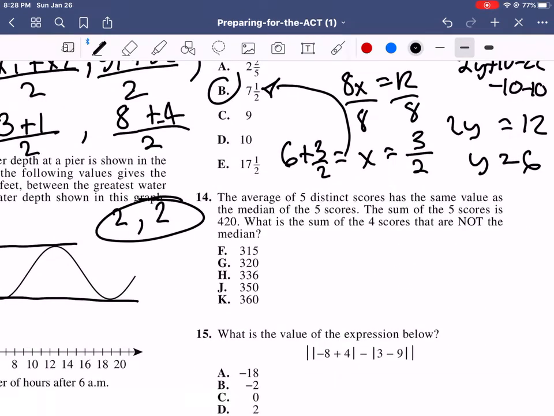The average of 5 distinct scores has the same value as the median of 5 scores. The sum of the 5 scores is 420. What is the sum of the 4 scores that are not the median? So this can be confusing. Yeah, it is confusing. What I do is try to visualize it. So it's like 1, 2, 3, 4, 5. You find the median. The average is the same as the median. So what do these equal? What are these equal to?